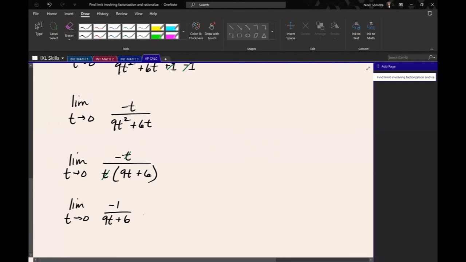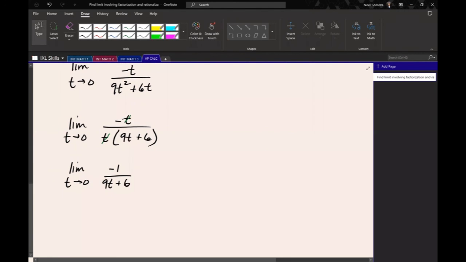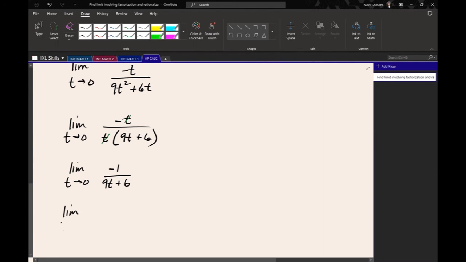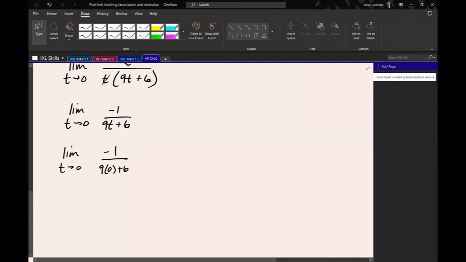9t plus 6. Okay, and now if I were to do direct substitution, I see that I would actually end up with some value in my denominator, right? It wouldn't be 0, and this would actually allow us to reach that limit. So we end up with the limit as t approaches 0, negative 1 all over 9 times 0 plus 6. So then this tells us that the limit as t approaches 0 is going to be negative 1 over 6.